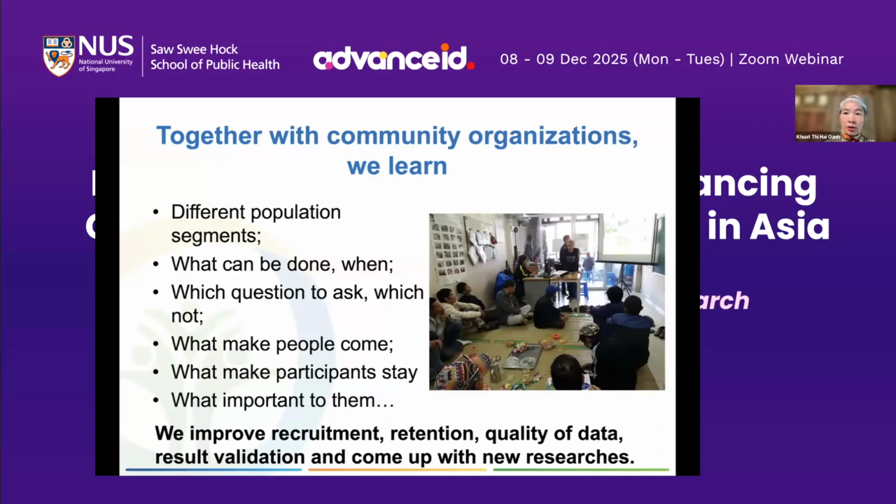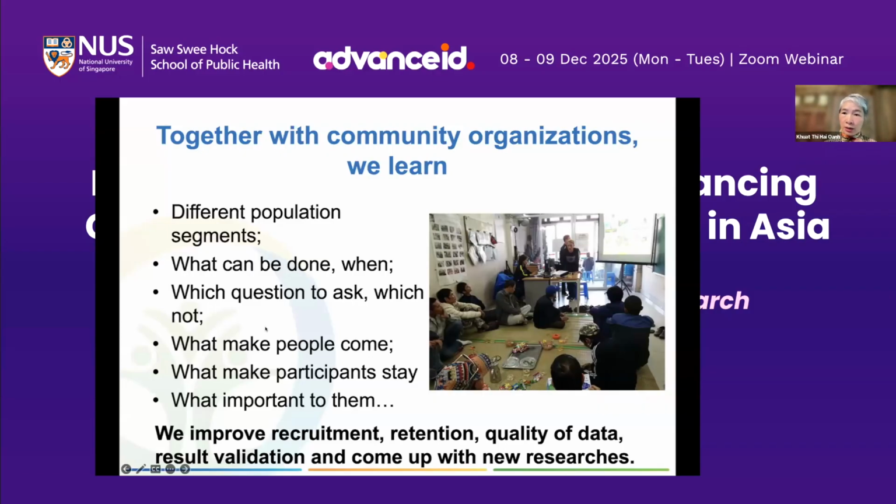So together with them, we learn a lot. We learn about different population segments. We learn about people who inject drugs. There are different types of people who inject drugs, not only in terms of age and gender, but also in terms of their practice, their location, etc. We also learn what activity can be done, what cannot, and when. For example, our police usually have a campaign to crack down on drug users just before the new year. So that is not a good time for recruitment.